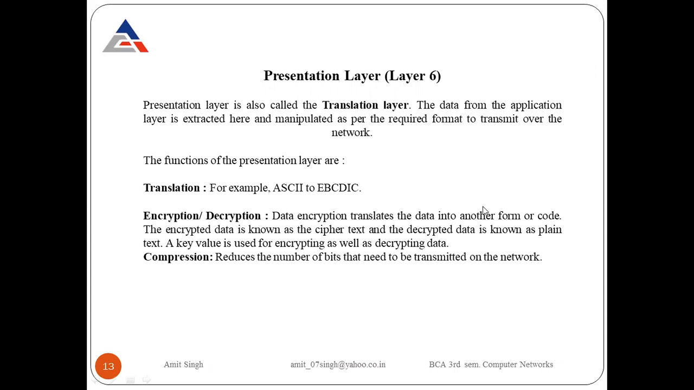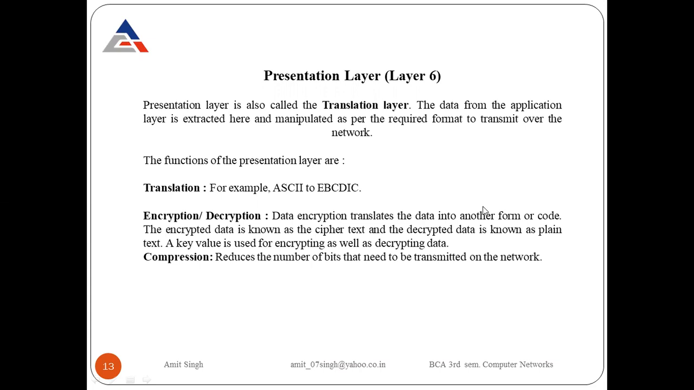The functions of the presentation layer are, first, translation. Translation means they can translate the data from one format to another format if required, for example from ASCII to EBCDIC codes. Second, encryption and decryption. Data encryption translates the data into another form or code. The encrypted data is known as ciphertext and the decrypted data is known as plain text. A key value is used for encrypting as well as decrypting the data.